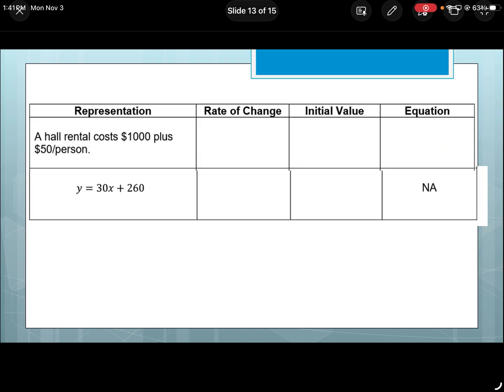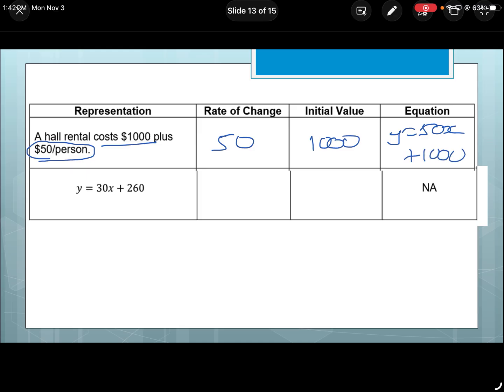Let's do the last thing. Is it the last thing? Either it's the last thing or second to last thing. What about if it's words or other things? Again, we've talked about this previously, but whenever you see something per something or something for each something, that is your rate of change. So our rate of change for this one is 50. Initial value is 1,000. So y equals 50x plus 1,000.